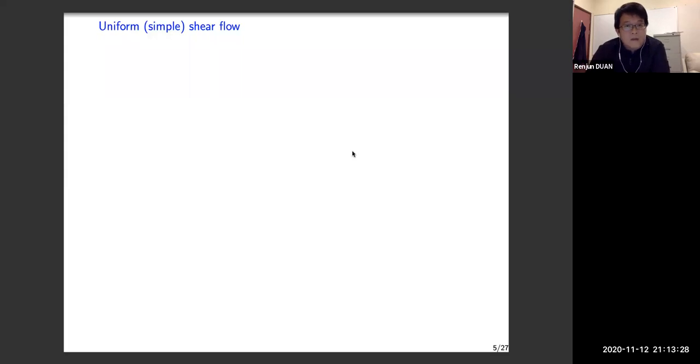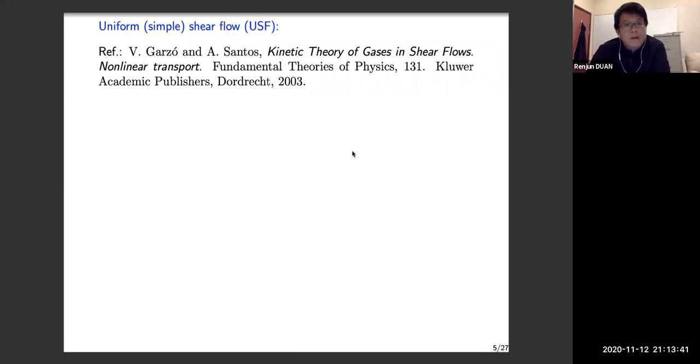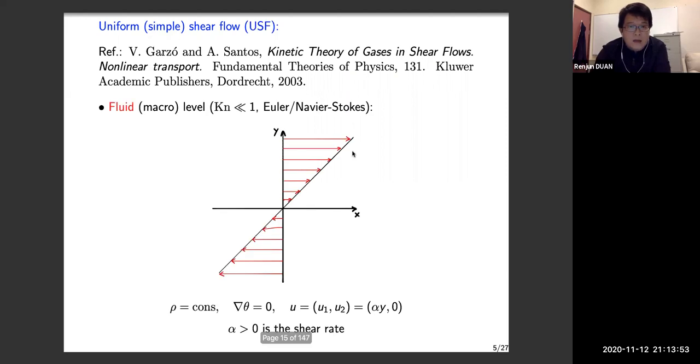And then let us see the uniform shear flow. So usually we can also call it simple shear flow, and in short, I call it USF. And in the monograph given by Kazuo Aoki, Kinetic Theory of Gases in Shear Flows: Nonlinear Transport, there is actually quite a systematic numerical study of the shear flow at the kinetic level.